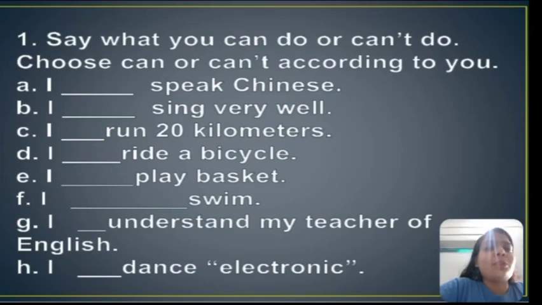Here are some activities for you. You have to fill these blanks with can, do, or can't do. That is all up to you. If you know how to speak Chinese, you can write I can speak Chinese. If you don't have the ability or the knowledge to speak Chinese, then you can write I cannot speak Chinese. So this activity you will do yourself to know what skills you have and what not.